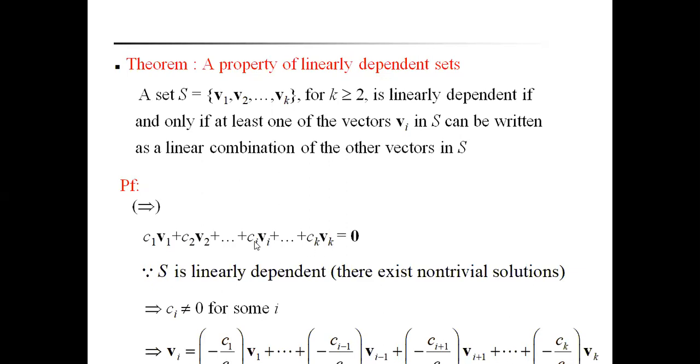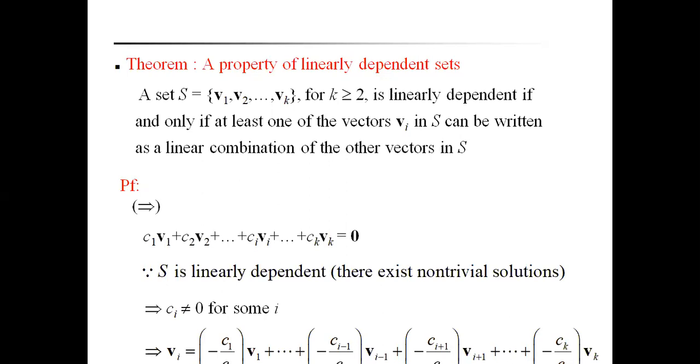What is the term before this one? Ci minus 1, Vi minus 1. What is the term after this one? Ci plus 1, Vi plus 1. That also you have to mention here. Therefore, divide by the constant Ci. Vi is equal to minus C1 by Ci times V1 plus so on, minus Ci minus 1 by Ci times Vi minus 1, plus minus Ci plus 1 by Ci times Vi plus 1, plus so on, minus Ck by Ci times Vk.